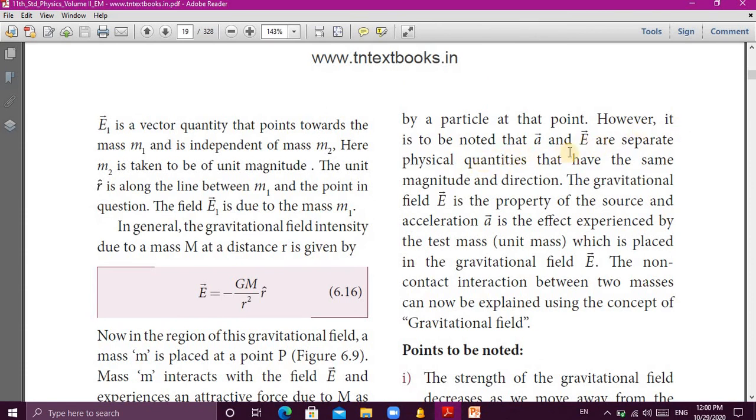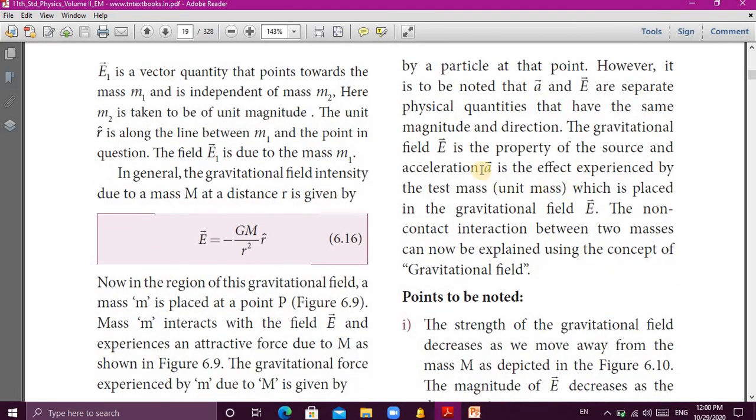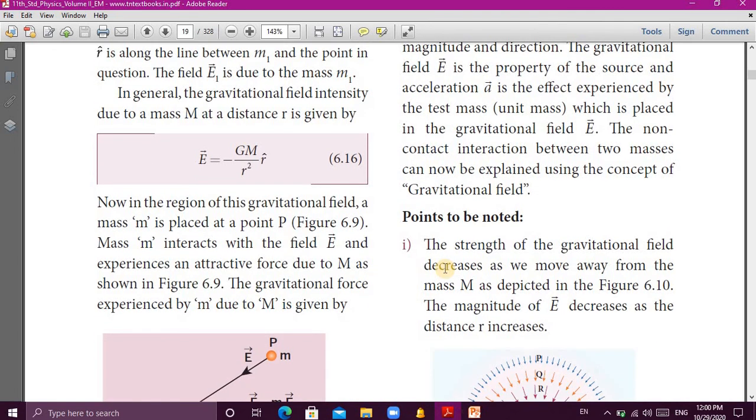However, it is to be noted that the acceleration and the field are separate physical quantities that have the same magnitude and direction. The gravitational field E vector is the property of the source, and the acceleration a vector is the effect experienced by the test mass, the unit mass, which is placed in the gravitational field E vector. The non-contact interaction between two masses can now be explained using the concept of gravitational field.